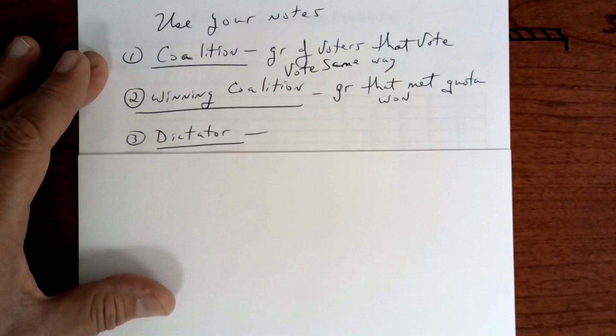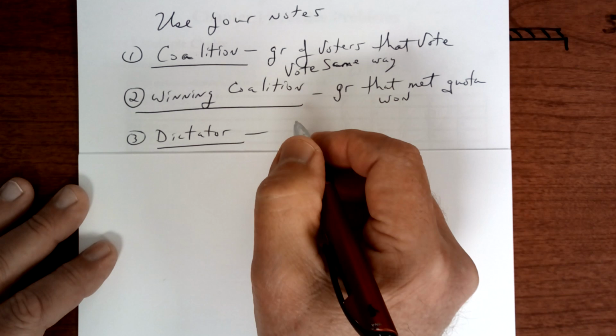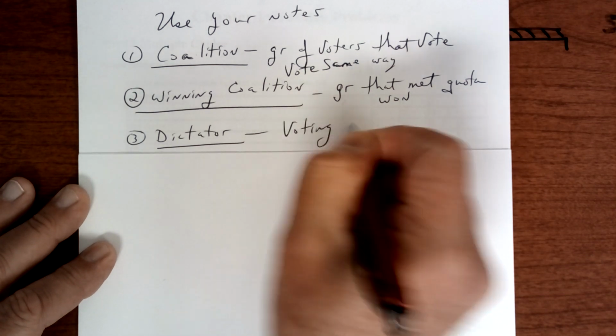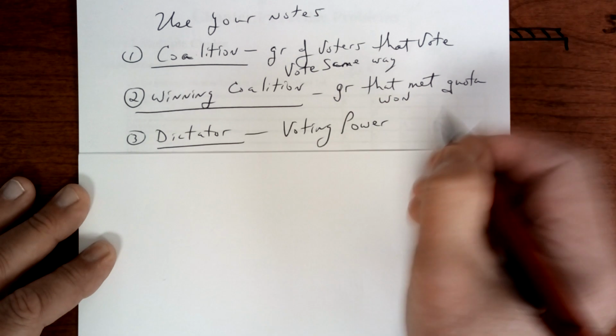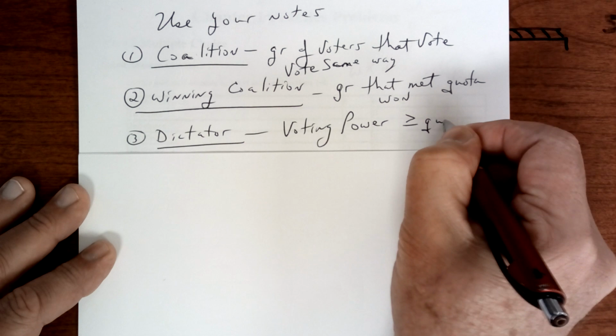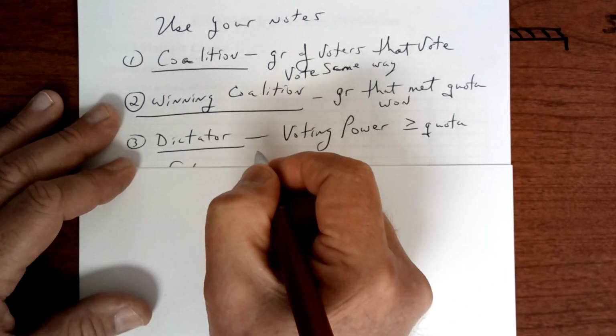A dictator is someone who has their voting power greater than or equal to the quota. In other words, they don't need anyone else to pass something.